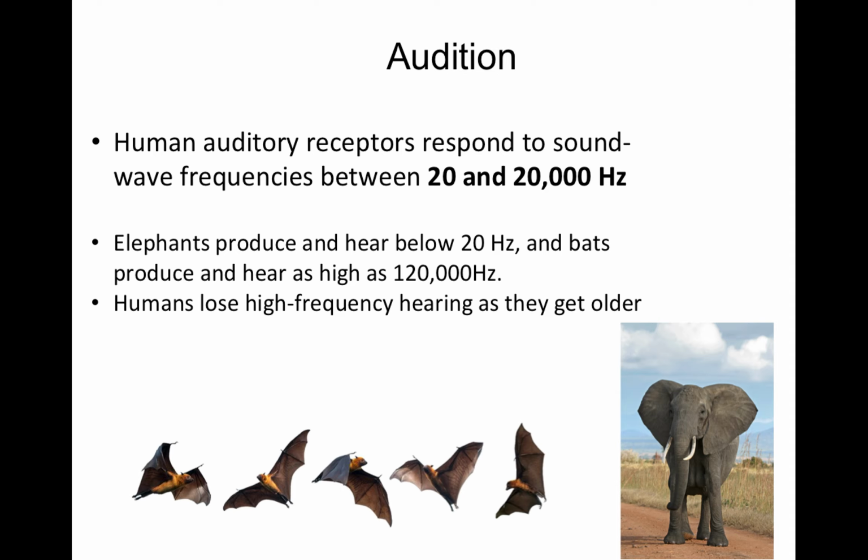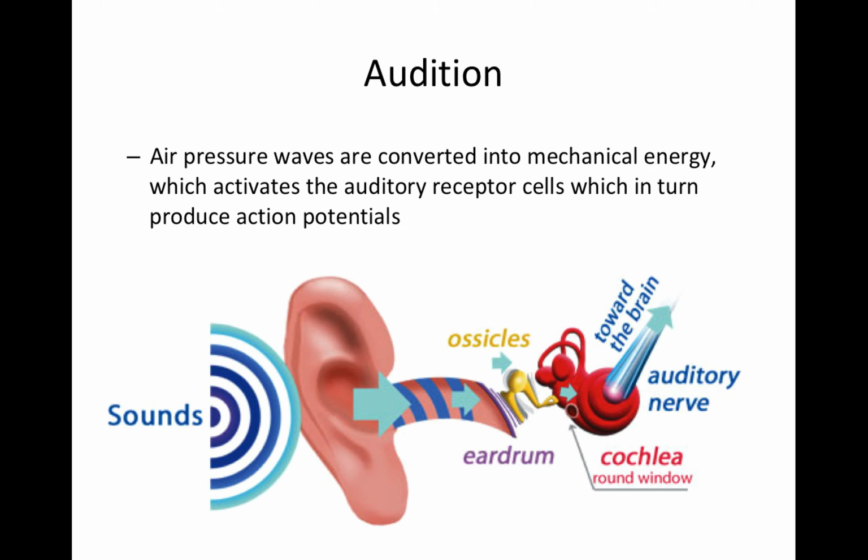So the human auditory receptors respond to sound wave frequencies between 20 and 20,000 hertz. And other animals can hear different bands of frequencies. So for example, elephants, they can hear below 20 hertz. And a bat can create sounds as high as 120,000 hertz. And also when people get older, they will lose high frequency hearing.